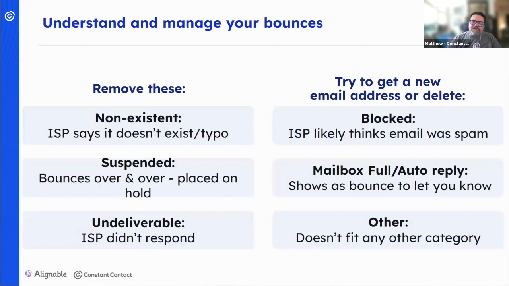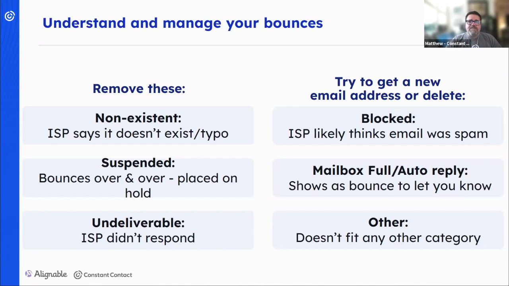Now, I told you that bounces are weird things, and there are good bounces and there are bad bounces. The three categories that you want to try to resolve are non-existent, suspended, and undelivered. Non-existent means it's probably a typo. If it's a typo, somebody gave you an email address that is a typo, at least in Constant Contact. I can't speak to our competitors. You can actually review if you find an obvious typo like .com, you can edit it and fix it, and now you're on your way. But for the most part, you're not going to know what the typo was, whether or not it was a real email address. You may want to just delete those.